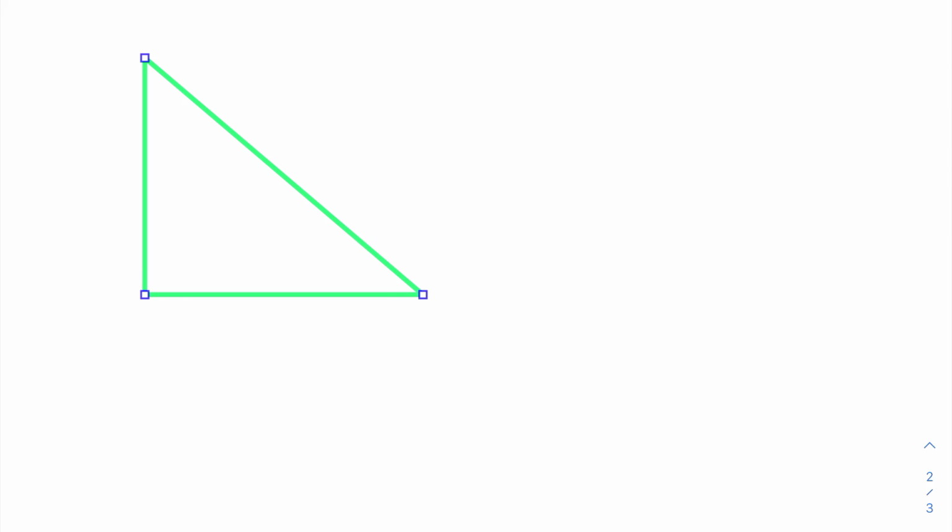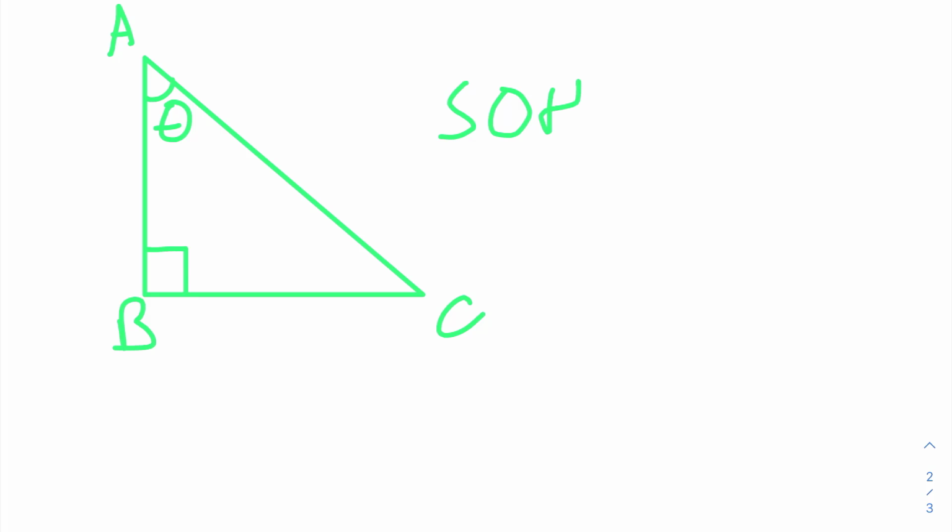Now let's go down and draw another right triangle. This is the right angle here, and this angle we'll call angle theta. And this time we're going to label the vertices as well. A, B, C. Now let's find the sine, cosine, and tangent of theta. So to do this, we're going to use our mnemonic. So, SOH, CAH, TOA, to help us out.